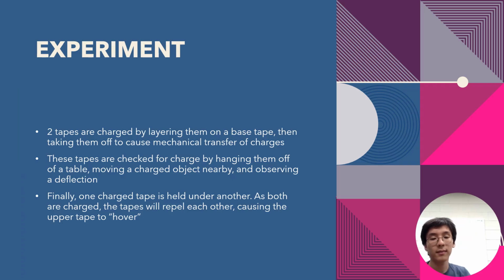For this experiment, two tapes are going to be charged by layering them on a base tape and then taking them off to cause a mechanical transfer of charges. These tapes will then be checked for charge by hanging them off of a table and moving a charged object nearby, and in turn observing any deflections which might occur. Finally, one charged tape will be held under another, and as both are charged, the tapes will repel each other, causing the upper tape to hover.